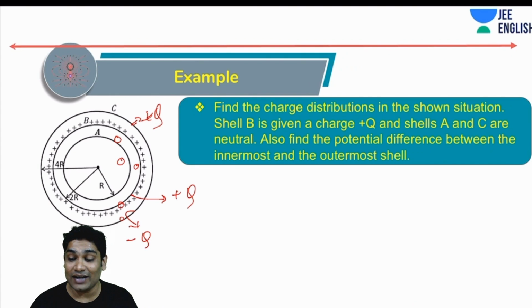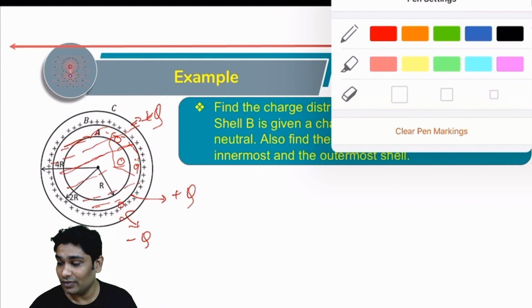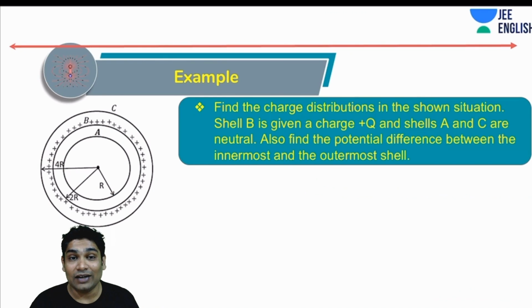I say that because you realize there is no charge here anywhere, no charge here, right? So there will be no electric field in this entire region. There is no electric field in this entire region. All this region will be at the same potential, so the potential of B will be the same as the potential of A. Now that I know that, it's time to find the potential difference between shell B and shell C.